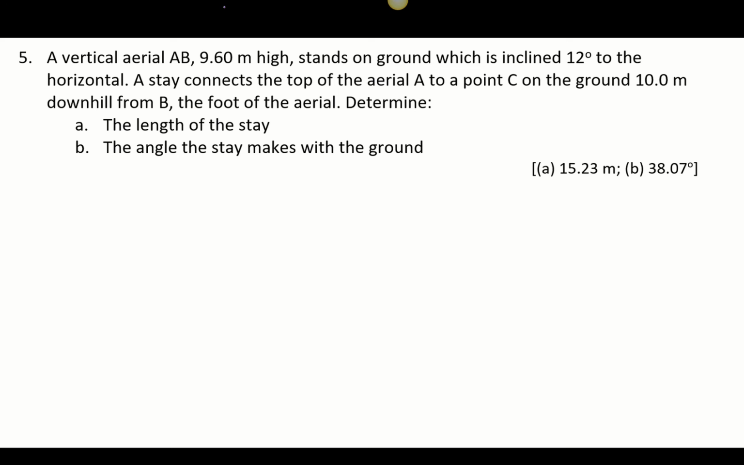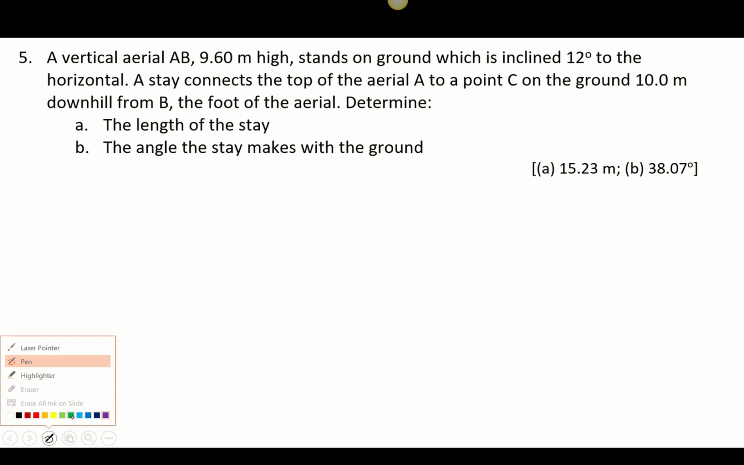So we have a vertical aerial AB that is 9.6 meters high, stands on ground which is at an incline of 12 degrees to the horizontal. The stay connects the top of the aerial A to a point C on the ground 10 meters downhill from B, the foot of the aerial. Determine two things: the length of the stay and the angle the stay makes with the ground. So let's try and see what is being said here.